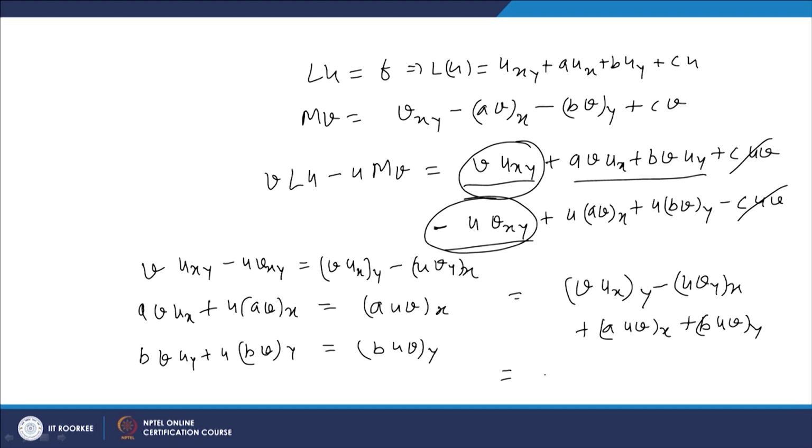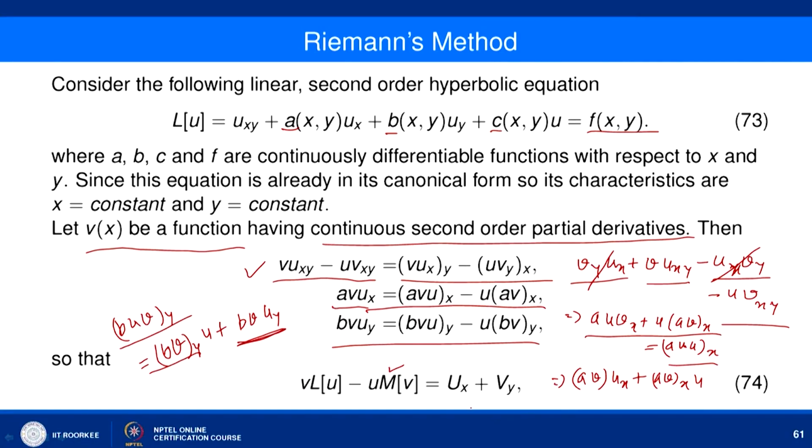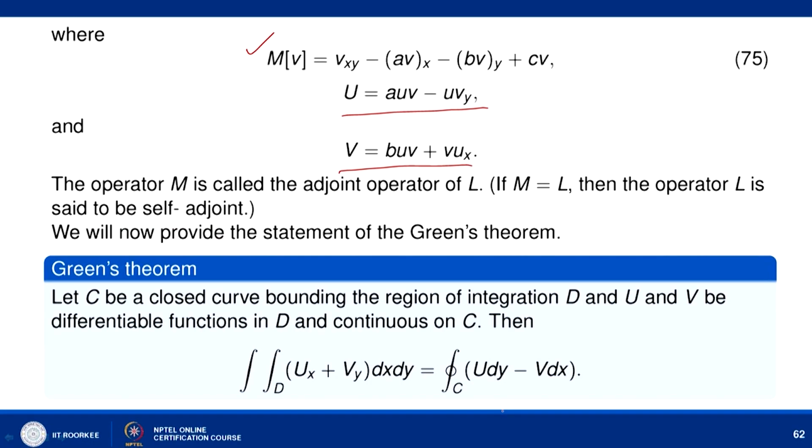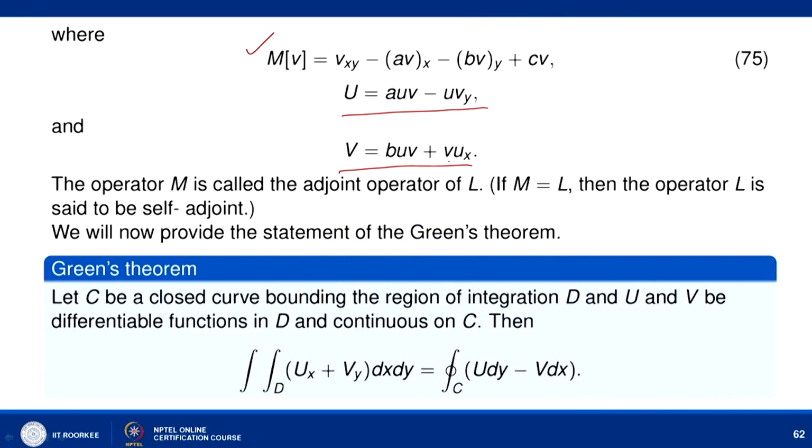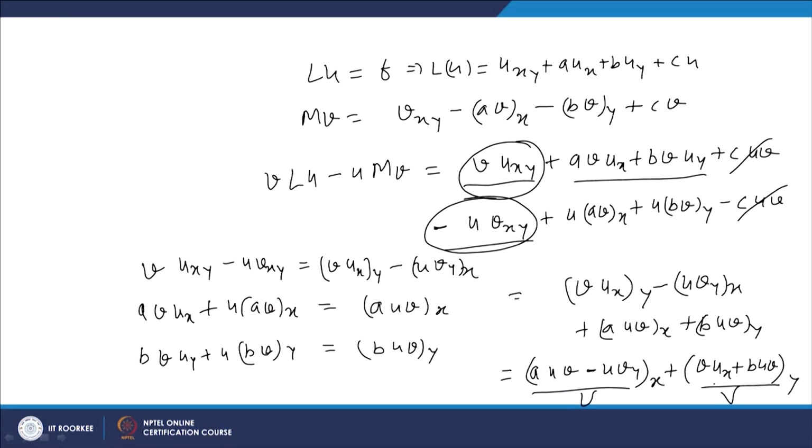So, now let us collect here: a u v minus u v_y, derivative with respect to x, plus v u_x plus b u v_y. Call this quantity u and this quantity v. So, look at here, what is your u? So, u is a u v minus u v_y, and v is b u v plus v u_x.